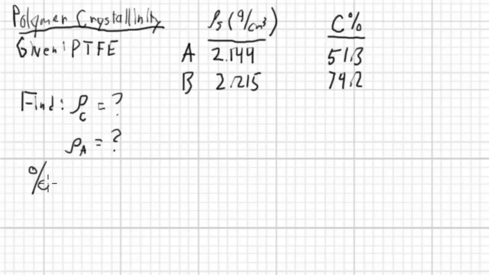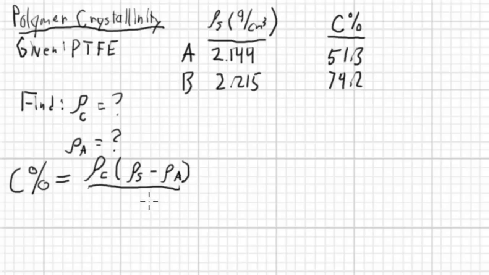So for a sample, crystallinity percent is equal to the density of a purely crystalline form times the density of the sample minus the density of a purely amorphous form, all divided by the density of the sample times the density of a crystalline form minus the density of the amorphous form.